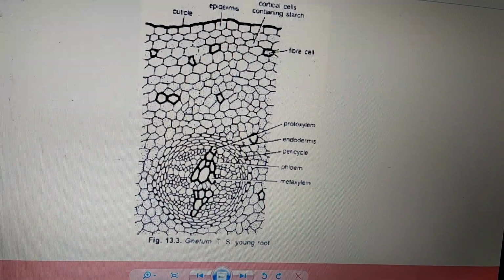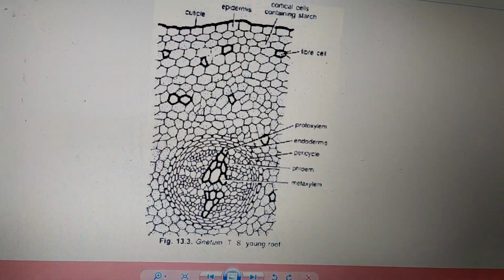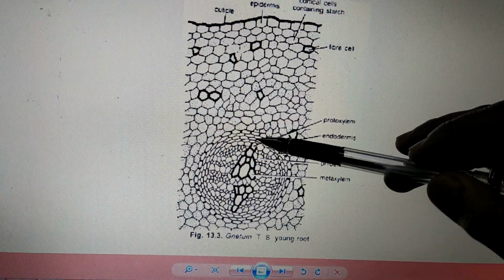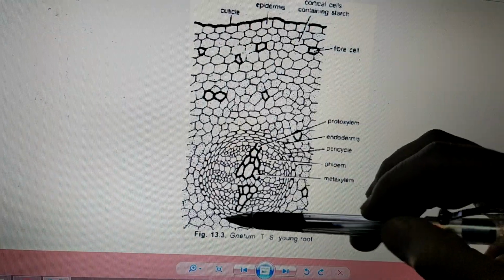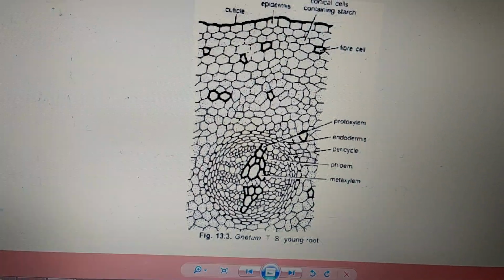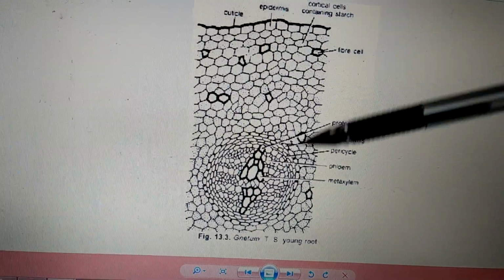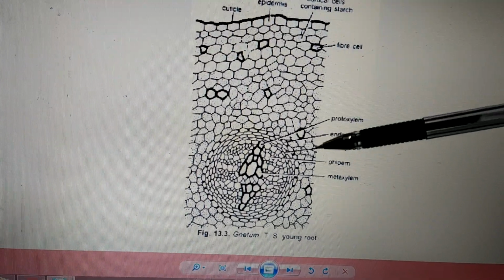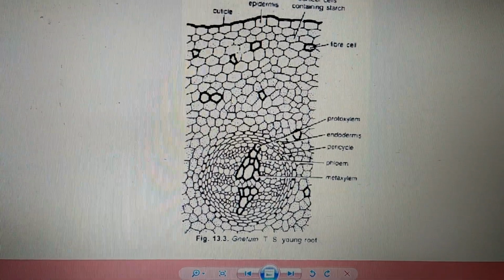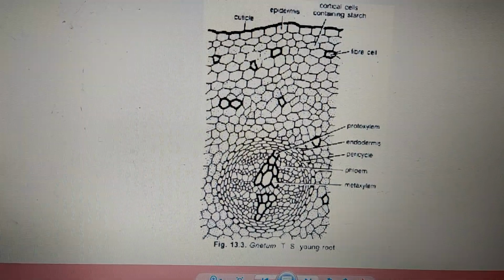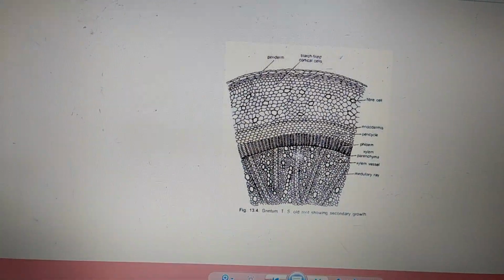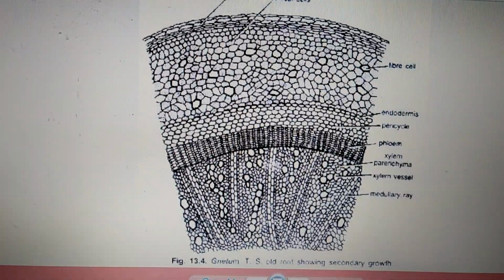Followed by the cortex, we have a single layered endodermis, which encircles a multi-layered pericycle. The primary vascular bundle here is a diarch and exarch kind. The secondary growth is seen. Secondary growth is of normal type. The arcs of the cambium, this is a picture of the old root showing the secondary growth.